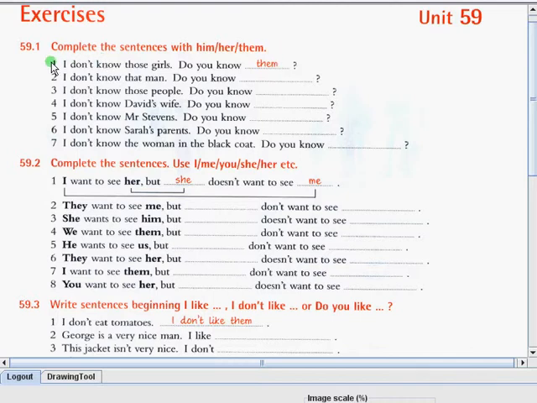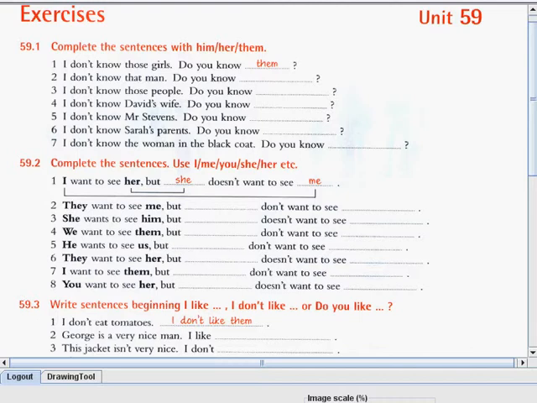So, for example, number 1, I don't know those girls. Do you know them? So the subject here is those girls, and the object pronoun for those girls is them. So we have to use the object pronoun them. Do you know them? Do you know those girls? There. So that is what you have to do to get everything correctly. So you can pause the video and then after a while I will show you the answers. Are you ready?